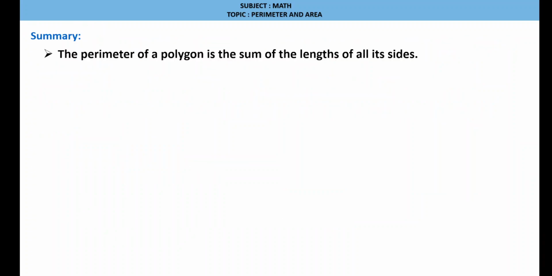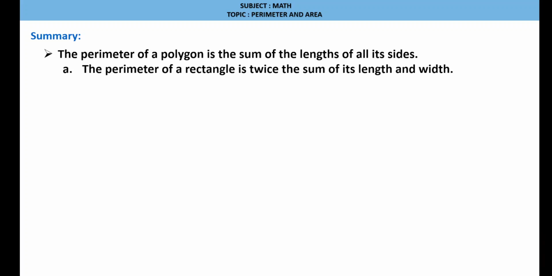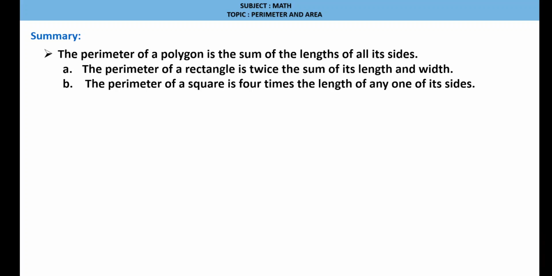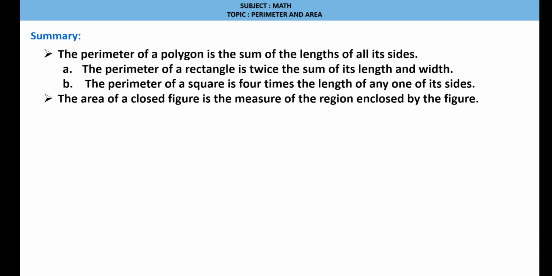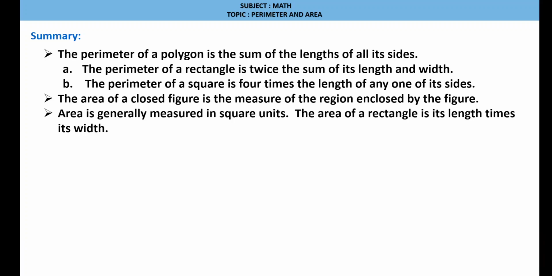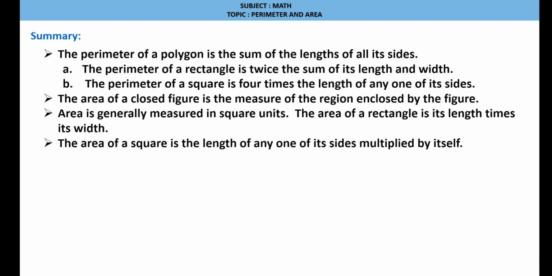Let's have a quick summary. The perimeter of a polygon is the sum of the lengths of all its sides. The perimeter of a rectangle is twice the sum of its length and width. The perimeter of a square is 4 times the length of any one of its sides. The area of a closed figure is the measure of the region enclosed by the figure. Area is generally measured in square units. The area of a rectangle is its length times its width, L into B. The area of a square is the length of any one of its sides multiplied by itself, side into side, or L into L.